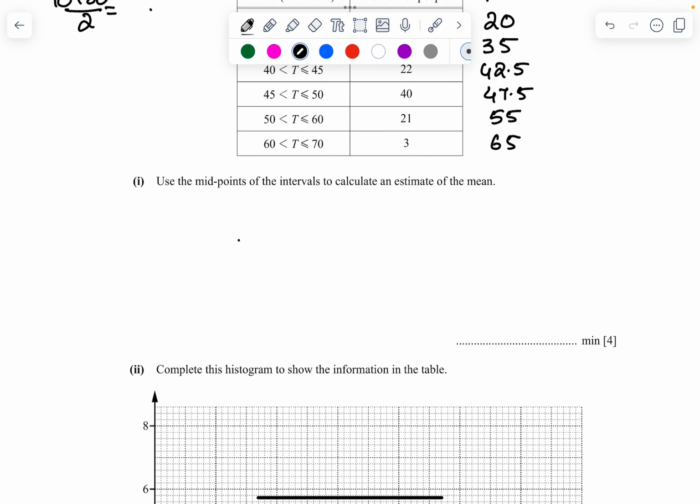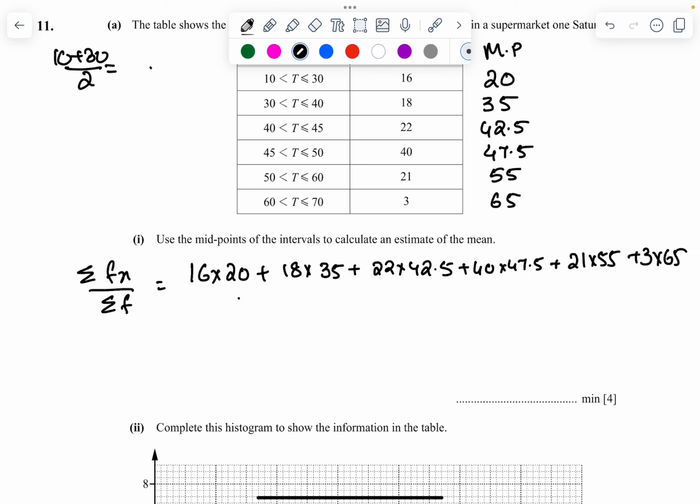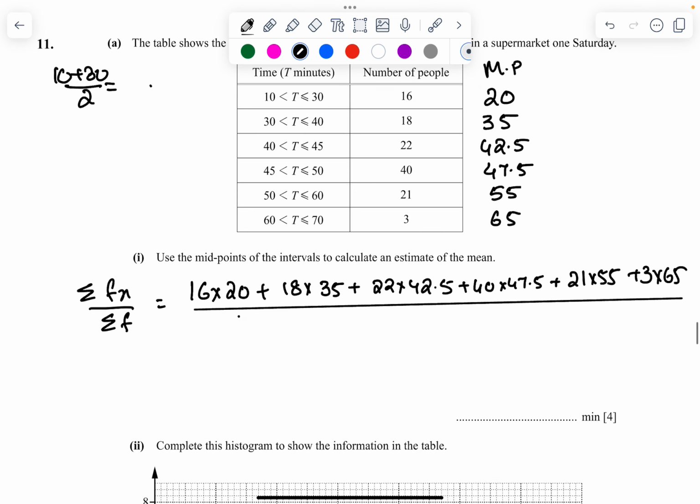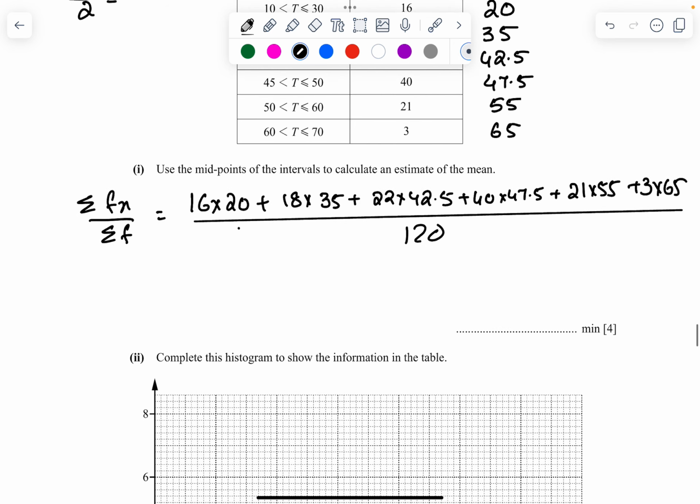Then use the mean formula, which is sigma fx upon sigma f. So that's going to be the formula for the mean. So that's going to be 16 times 20 plus 18 times 35 plus 22 times 42.5 plus 40 times 47.5 plus 21 times 55 plus 3 times 65. Total divided by how many people are there? As they've given already, 120. So divide that, you should be getting 42.8.